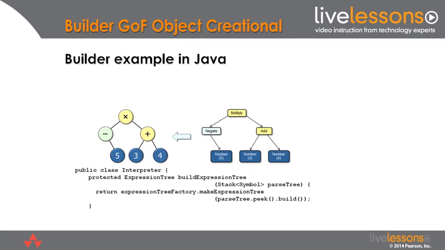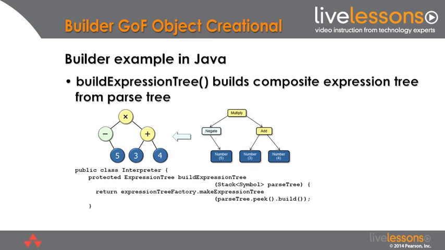So let's see how we could go ahead and apply the builder pattern in our Java implementation. The build expression tree method builds composite expression trees from the parse trees. As we saw before, that's done by the method in the interpreter class called build expression tree, which is going to take in a stack of symbols which have been parsed, and then it's going to go ahead and make the appropriate expression tree that corresponds to this particular parse tree. And as we'll see here, this works in a recursive manner.